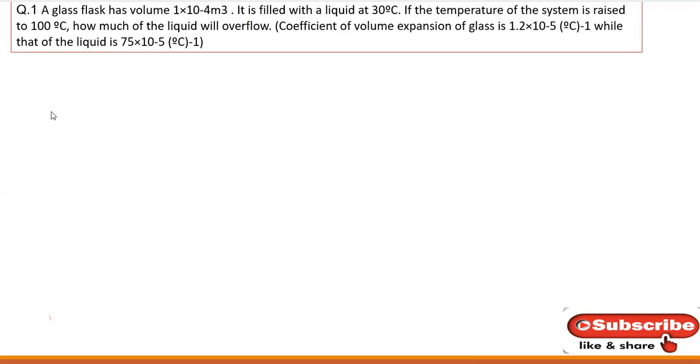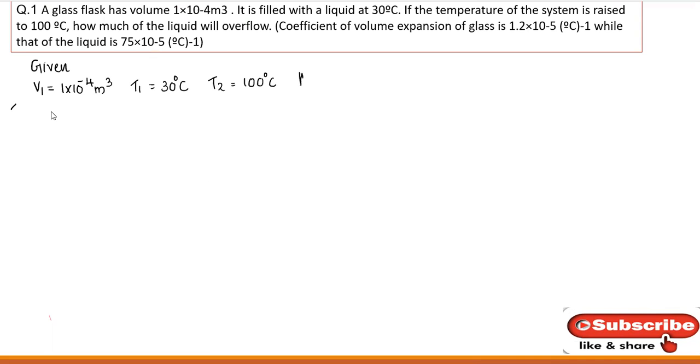So let us start with the solution. First we will write what is given. The volume of the flask is given, let it be V1. V1 is equal to 1 × 10^-4 m³. T1 is 30 degrees Celsius and T2, that is the temperature of the system when it is increased, is 100 degrees Celsius.